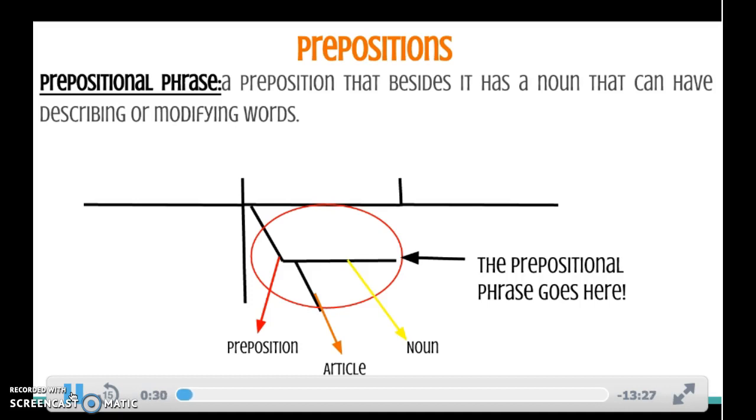First of all, we're always going to locate our preposition right here, how it shows right here. Then we're always going to put our noun or object of the preposition right here. And lastly, our describing or modifying word, which can be an article or an adjective, goes right here below the noun or object.